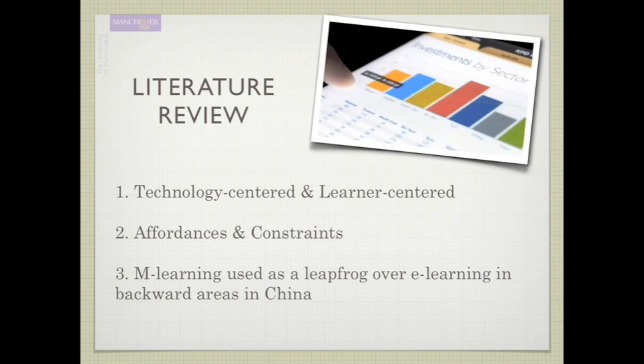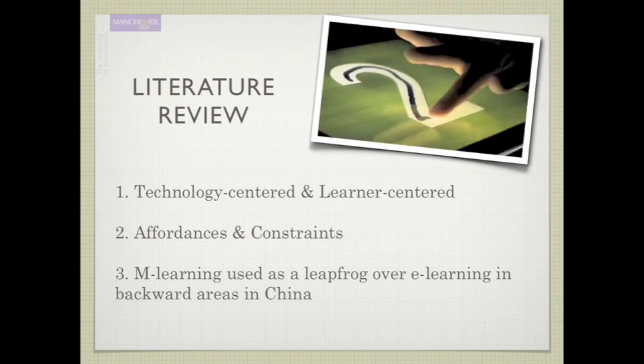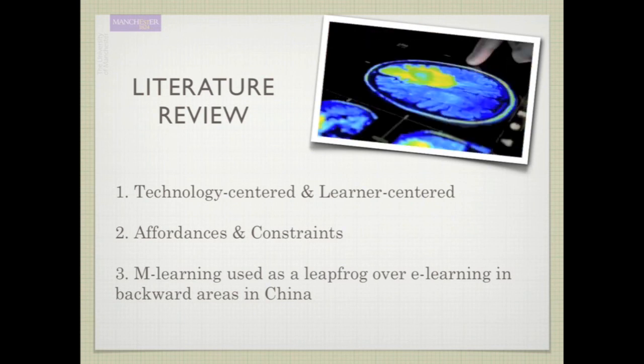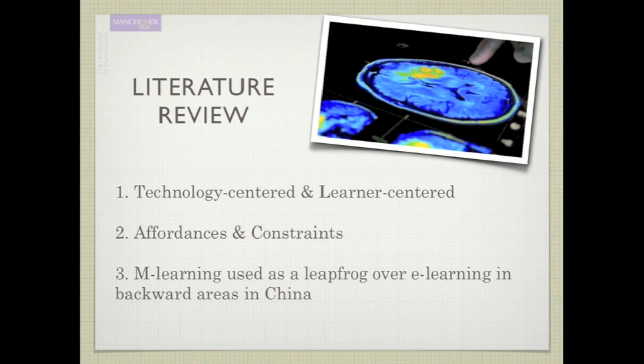There are three main stages here: a debate between technology-centered and learner-centered genre. In the affordances and constraints part, there are some pedagogical achievements from previous researchers. At last, I focus on the situation of M-learning in China.